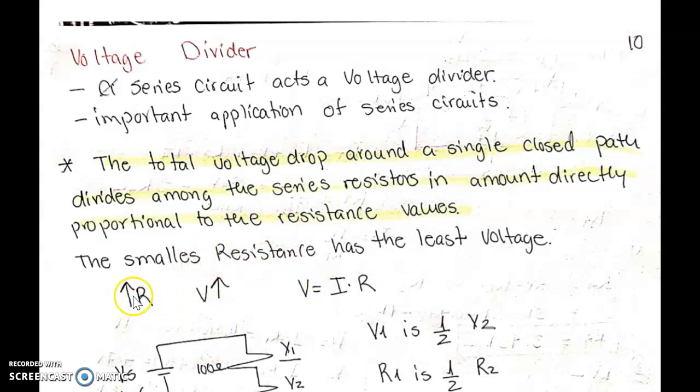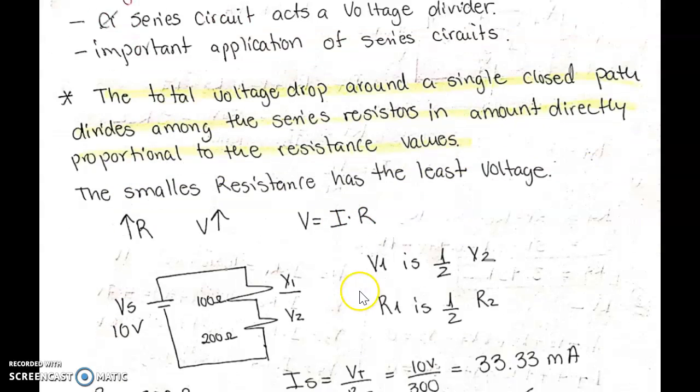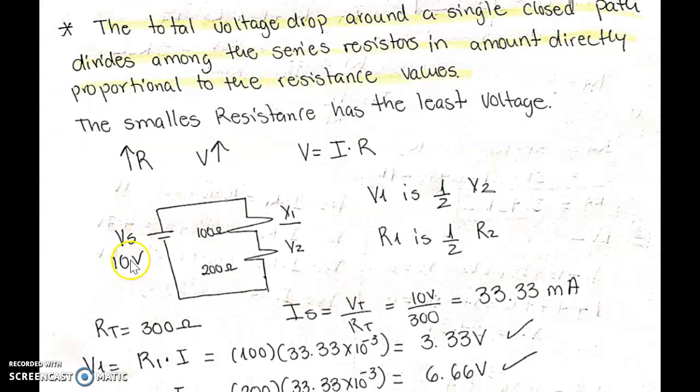So if R goes higher, V goes higher by this relationship, where I know the voltage is equivalent to current times resistance. So for example, here I have a source of 10 volts. I have V1 and V2. This resistor is 100, this other resistor is 200. So since this resistor is twice the value of resistor number 1, the voltage should be twice the voltage here. So V1 is half the voltage of V2 because R1 is half the value of R2.